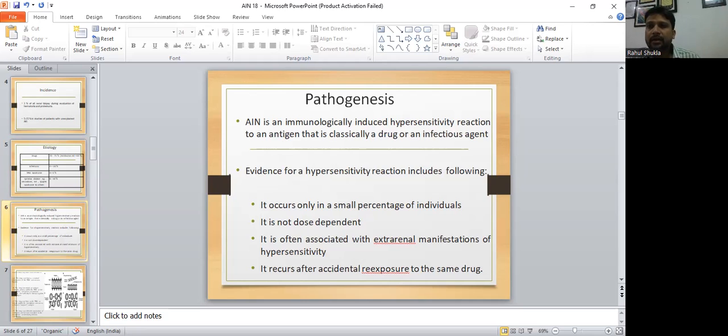So it is similar to a hypersensitivity reaction, and it reoccurs after accidental re-exposure to the same drug. So if we find that any particular drug is causing this type of injury, and if we use that drug again, this type of nephritis again reoccurs.